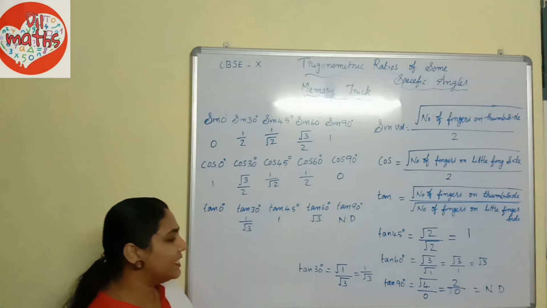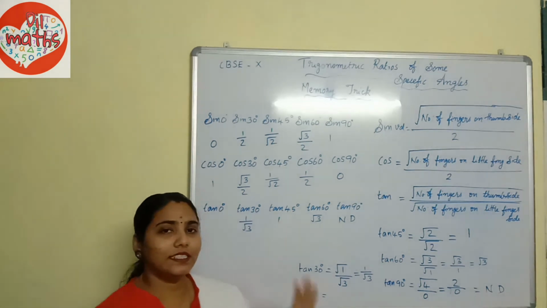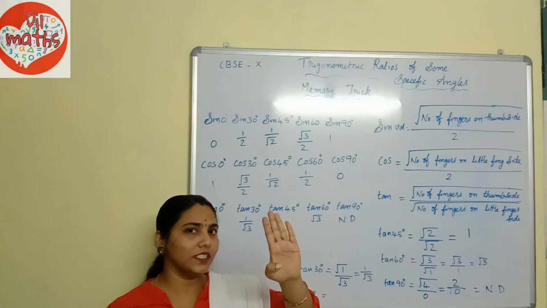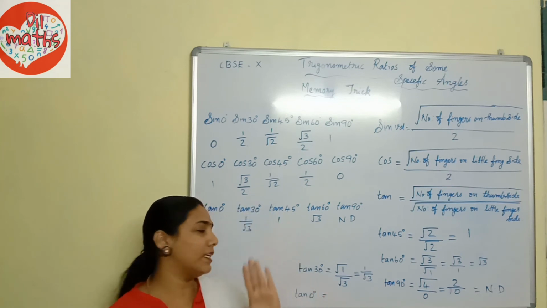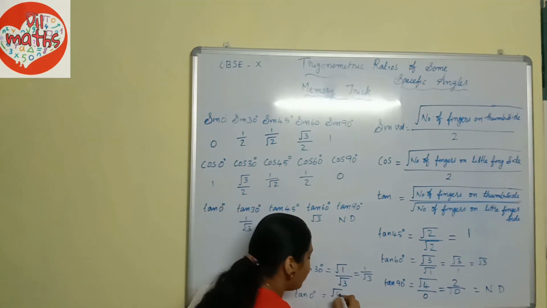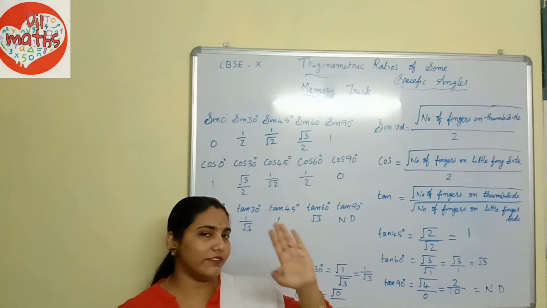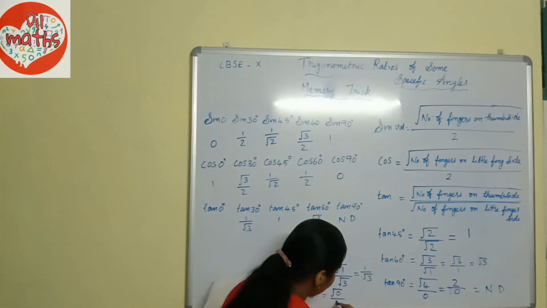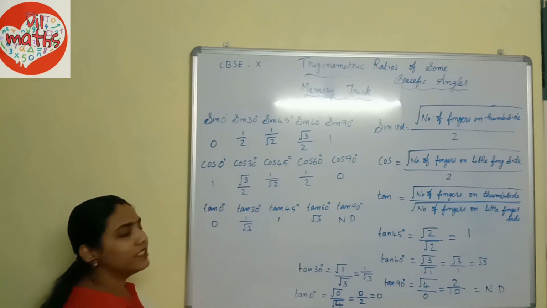Next one is tan 0. What is tan 0? We will check. So this is 0 degree, so we have to close this. And how many fingers left on the thumb side now? No fingers left. So in the numerator, square root of 0 will come. And what will come in the denominator? 4 fingers left on the little finger side, so this is square root of 4. Square root of 0 is 0, square root of 4 is 2. 0 divided by 2 is equal to 0. And we got tan 0 is equal to 0.